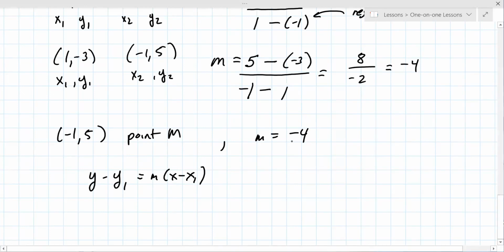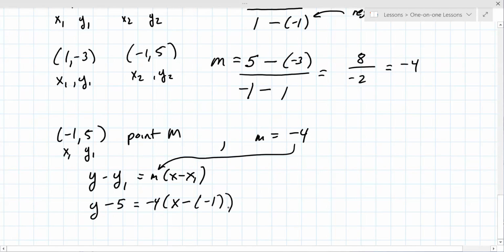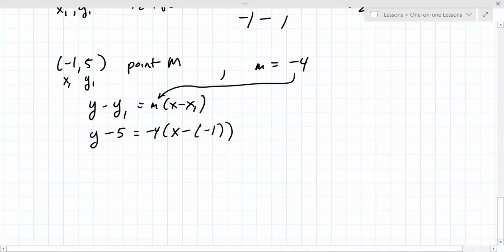So next we're just substituting the values. This is x1, -1, and then y1 is 5. So we write y minus 5 equals your slope. Your slope is -4, times x minus. Now because it's negative, when you substitute it, you put it into parentheses. So this becomes y minus 5 equals -4 times x plus 1, and you stop here. Nothing more to do here.